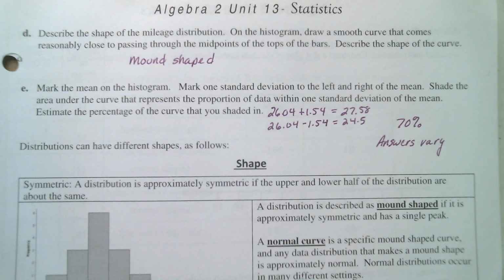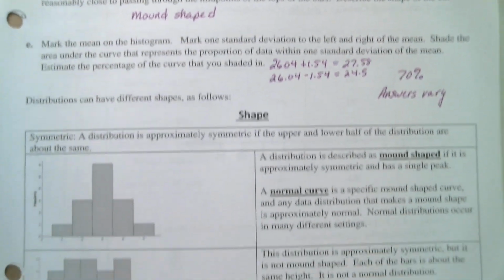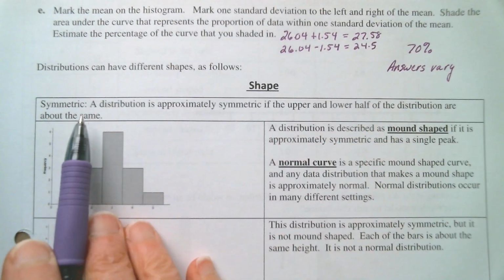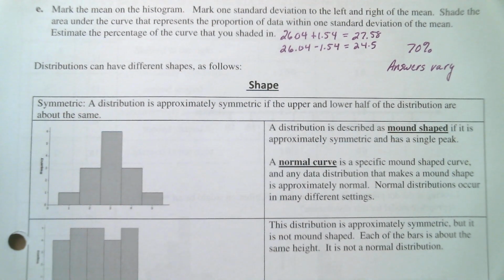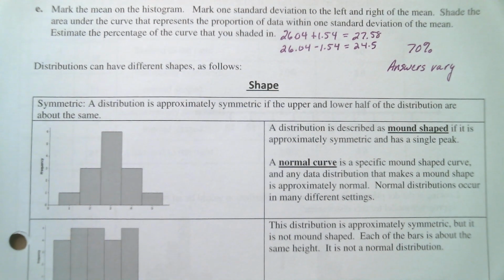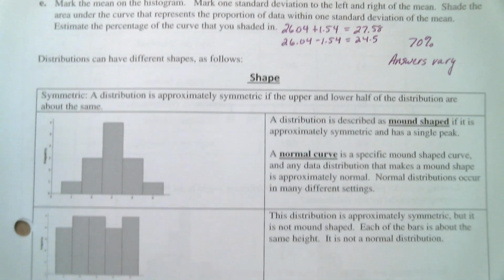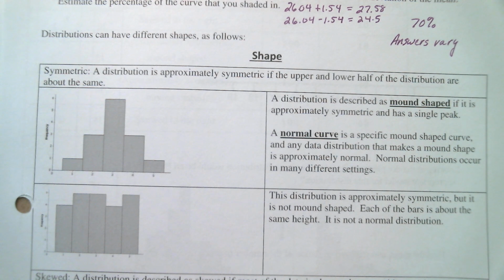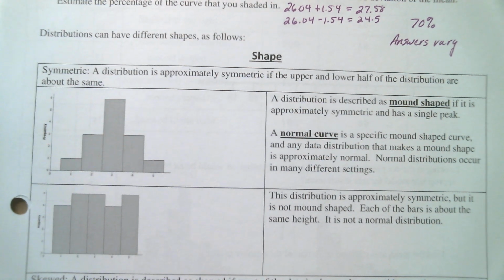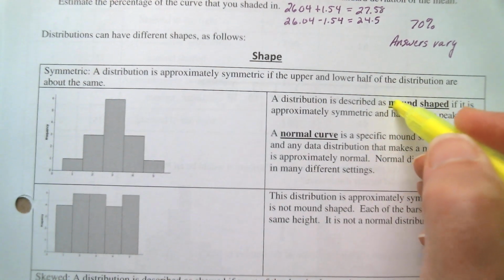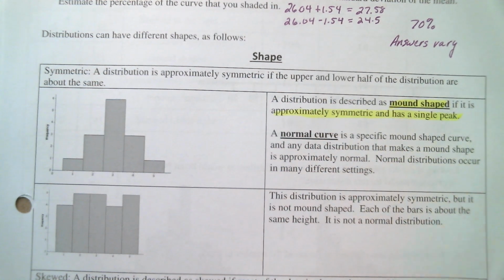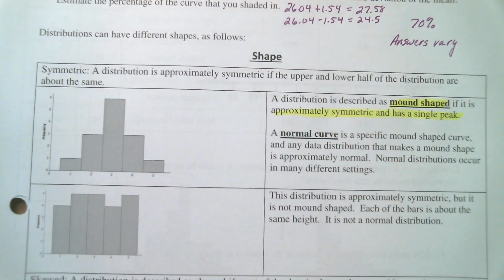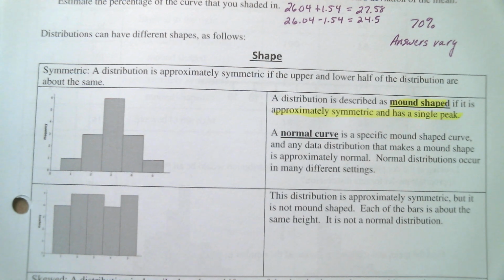Distributions can have different shapes as follows. Symmetric: a distribution is approximately symmetric if the upper and lower half of the distribution are about the same. A distribution is described as mound-shaped if it is approximately symmetric and has a single peak. So this is the most common, mound-shaped. It's approximately symmetric and has a single peak, which this is.